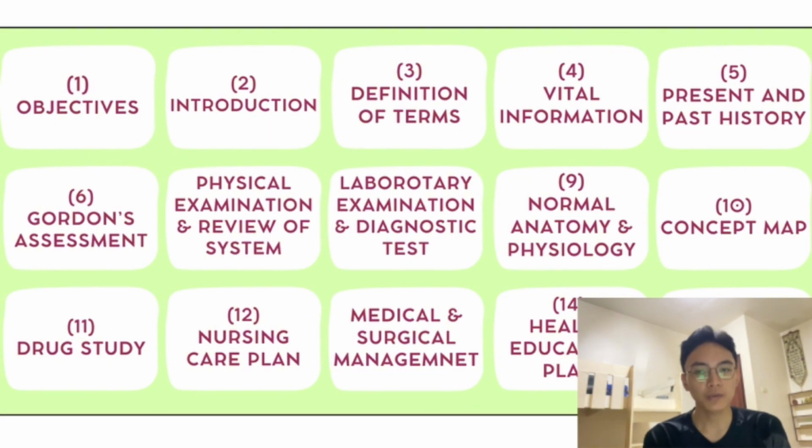Firstly, we are going to discuss the objectives, introduction, definition of terms, vital info, present and past history, Gordon's assessment, the PEROS, laboratory and diagnostic tests, normal anatomy and physiology, concept map that includes the pathophysiology, drug study, nursing care plan, medical and surgical management, health education plan, and lastly the discharge plan and also the prognosis.